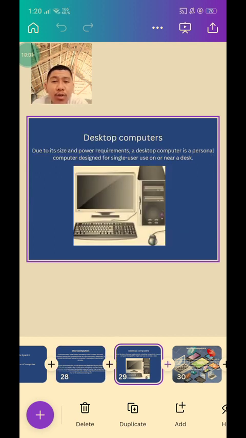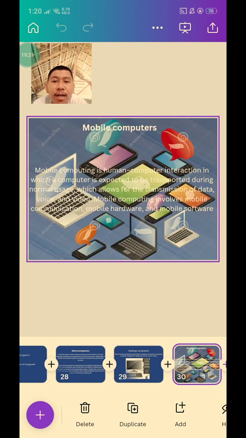So, makikita po natin dito, ito po yung example ng desktop computers. Ang desktop computers daw po ay, due to its size and power requirements, a desktop computer is a personal computer designed for a single user, used on or near a desk. Yun daw po ang desktop.